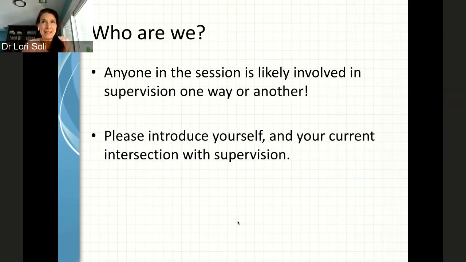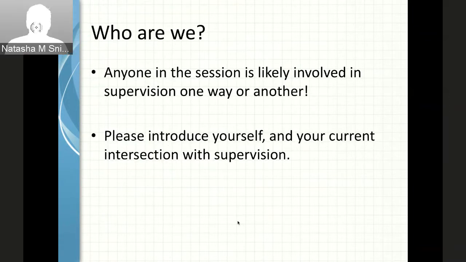Others who are here, and I'm sorry I can't see your names or I would just call you out. I know Natasha's here. Natasha, why don't you go next? Okay, so I'm Natasha. I am in my second year of the CMHC program. I will begin residency 2 in March, so after that, I'll be involved with being supervised. So I wanted to see what to expect.